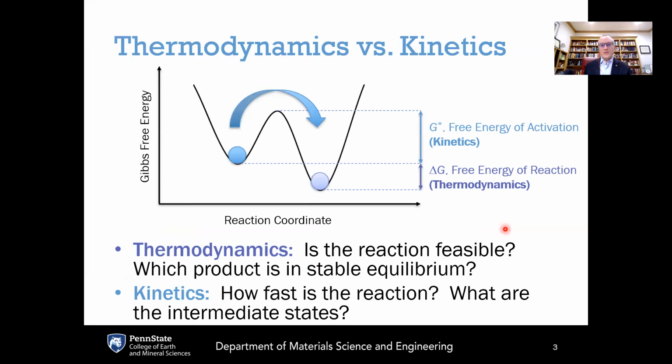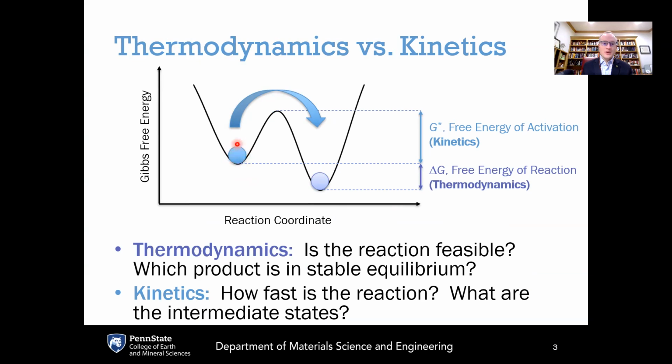So when we compare thermodynamics versus kinetics, a really helpful diagram is this two-state system shown here, where this shows the Gibbs free energy of various states of the system on the y-axis versus some sort of reaction coordinate or position coordinate here on the x-axis. There are two minima in this Gibbs free energy diagram that correspond to this double well potential.